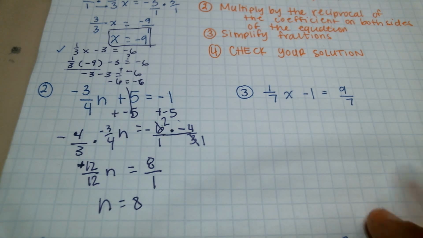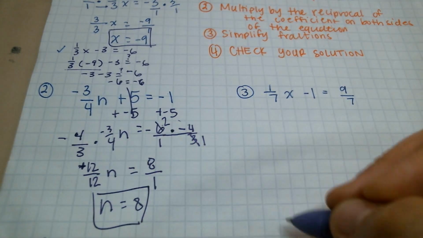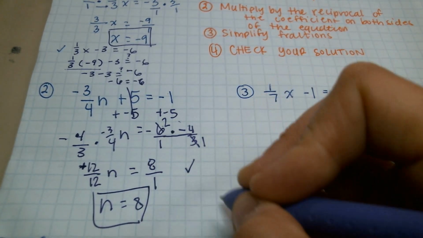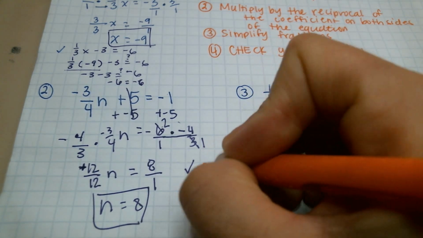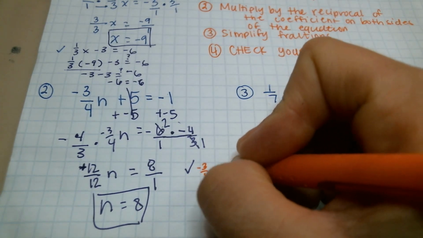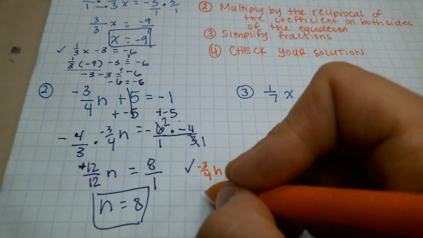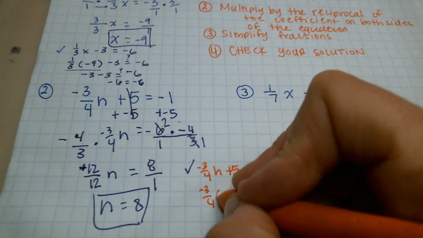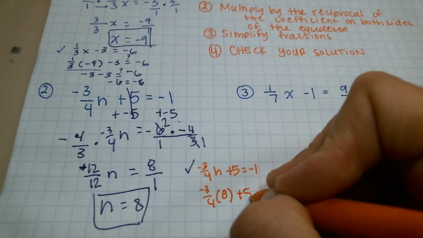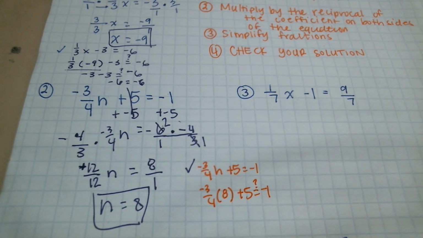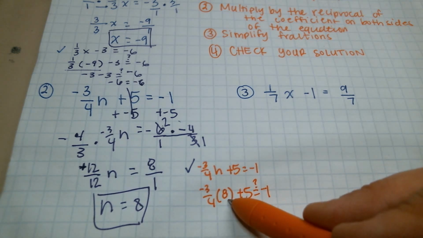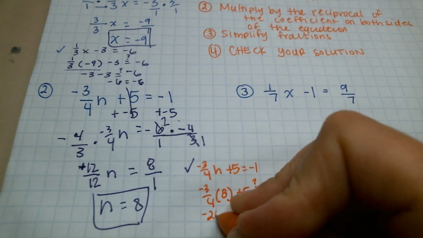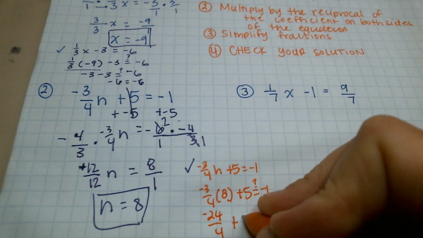All right, I took up a lot of room, so let's see if 8 checks out. I'll check it in a different color so that way we can see it a little better. All right, so -3/4 n plus 5, does that equal -1 when I plug in 8? So -3/4 times 8 plus 5, does it equal -1? Well, 3/4 times 8, 3 times 8 is 24, so you get -24 over 4, that's just division.